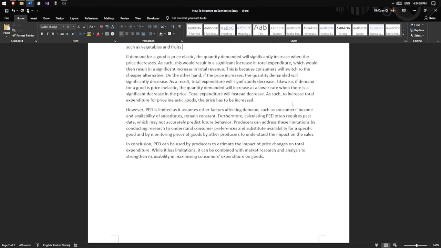Now we can look at the other side of the coin, where if the price increases, what will happen to the quantity demanded for the good. On the other hand, if the price increases here, the quantity demanded will significantly decrease. As a result, total expenditure will significantly decrease. This is for price elastic goods.